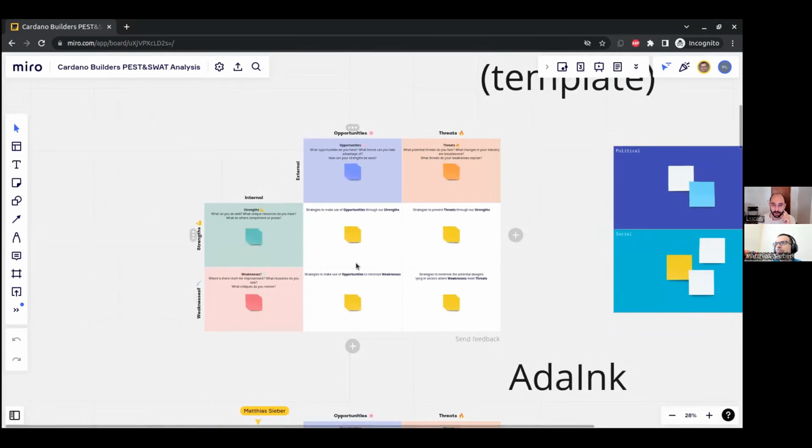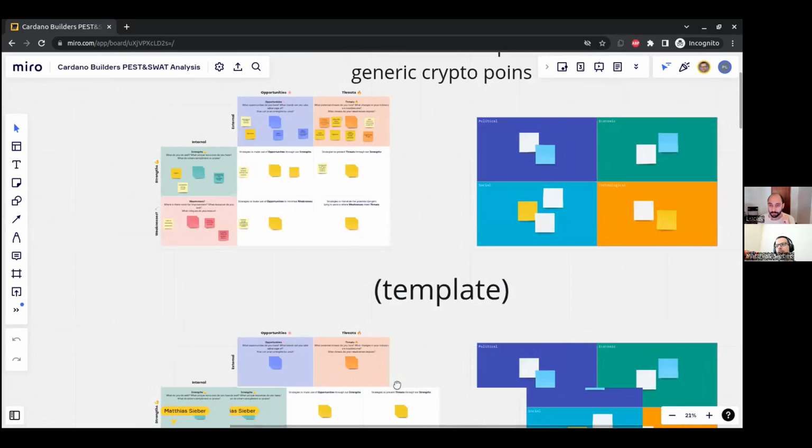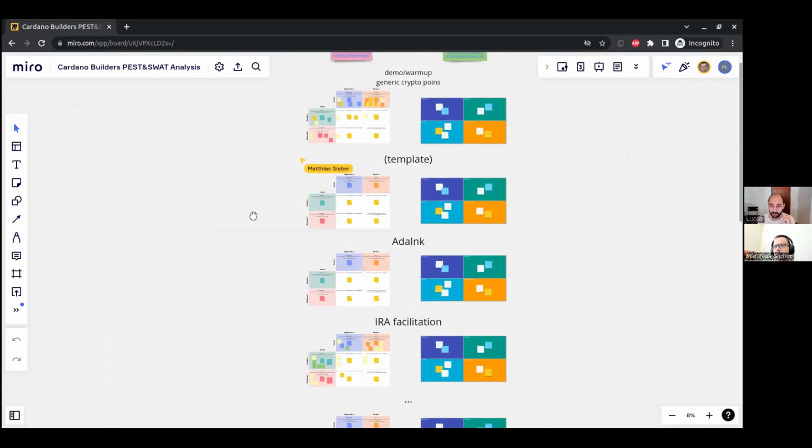I'm just going to open a template here. It's not the most basic SWOT. So we have strengths, opportunities, weaknesses, and threats. But in this template that we found in Miro, it has the main ones on the outside, and then we have these convergences to help us work on strategy. And just to recap, there's a definition there, and we did some warm up here on this demo generic crypto themed version.